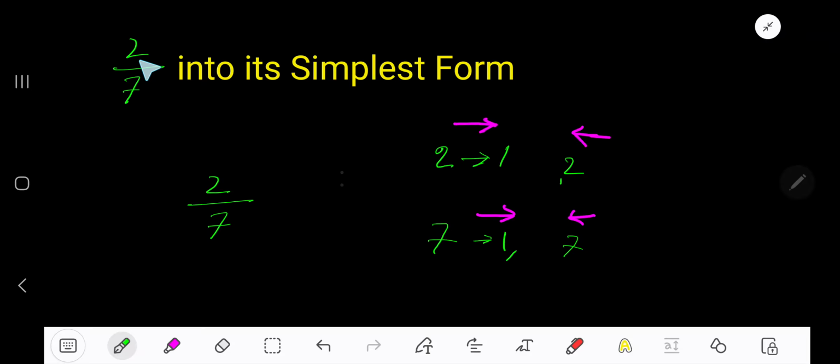How to simplify the fraction 2 over 7 into its simplest form, lowest term, or reduced form. To simplify this fraction, we need to divide the numerator and denominator by the greatest common factor or divisor.